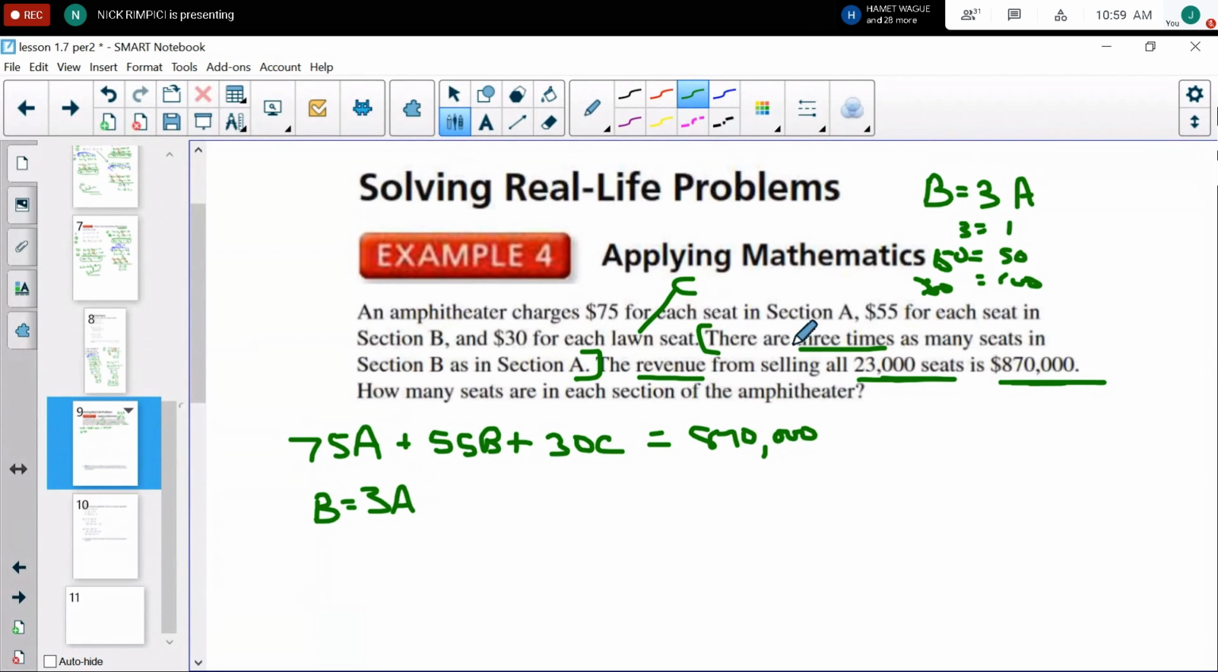Okay, that comes from this sentence here. There are 3 times as many seats in section B as section A. So that means B is 3 times the number of seats in A. B is much larger.